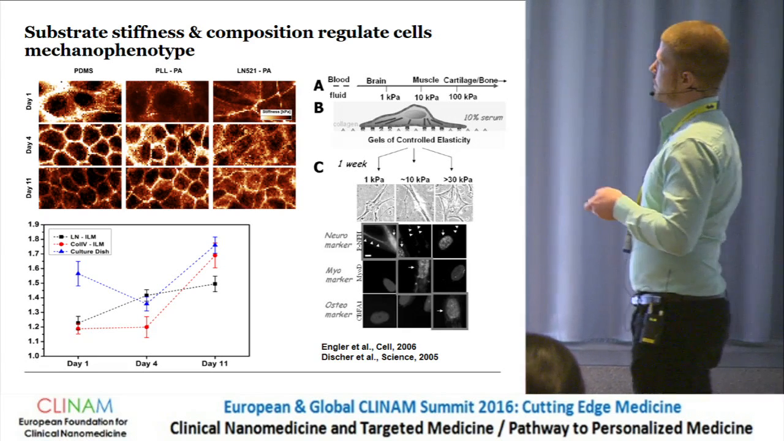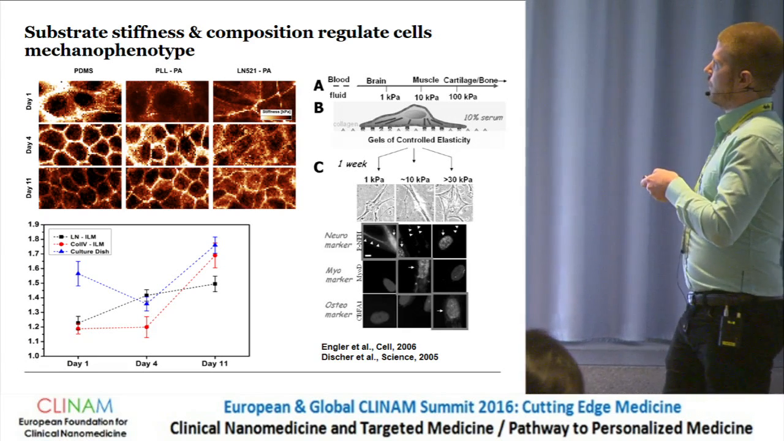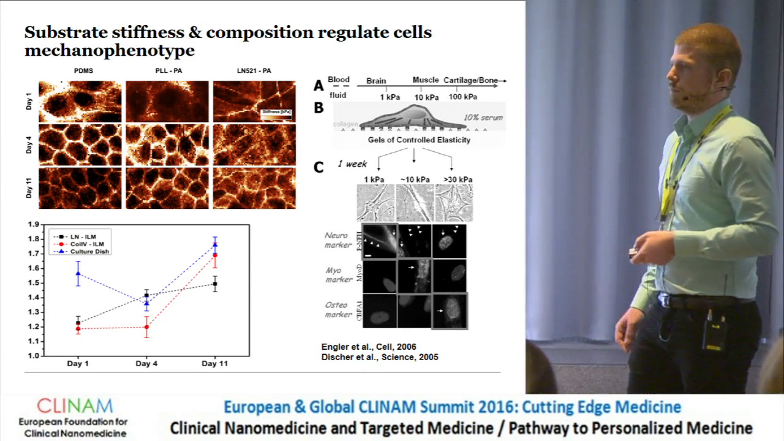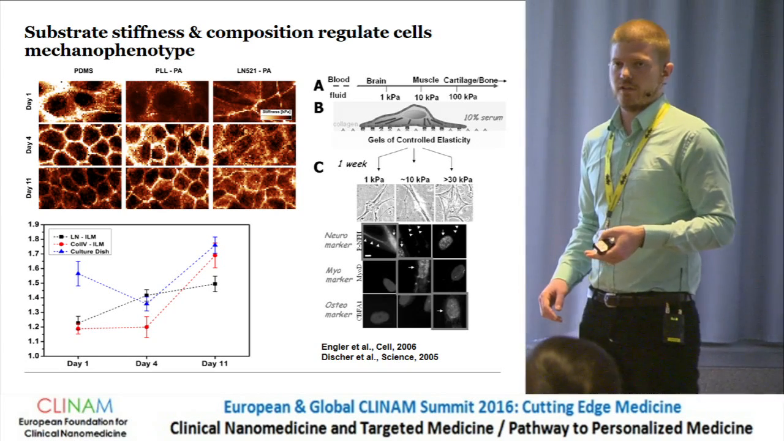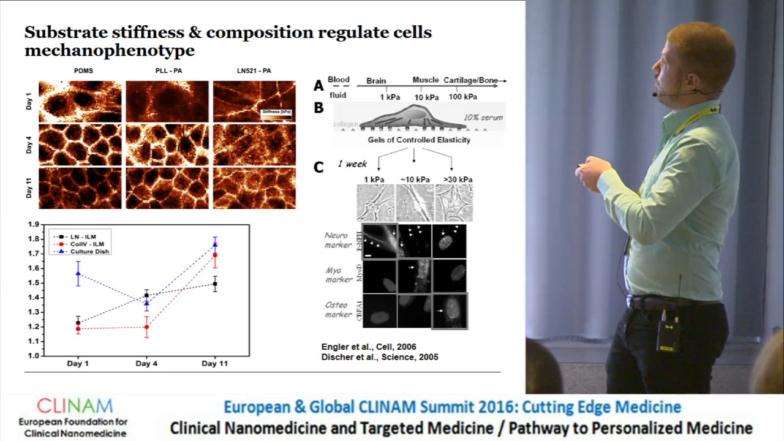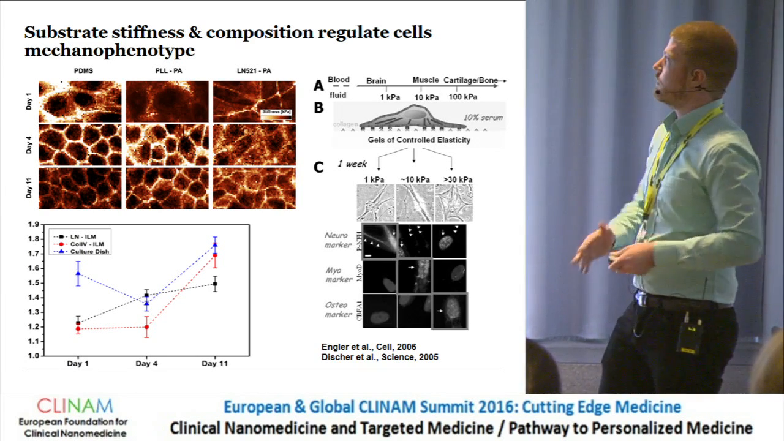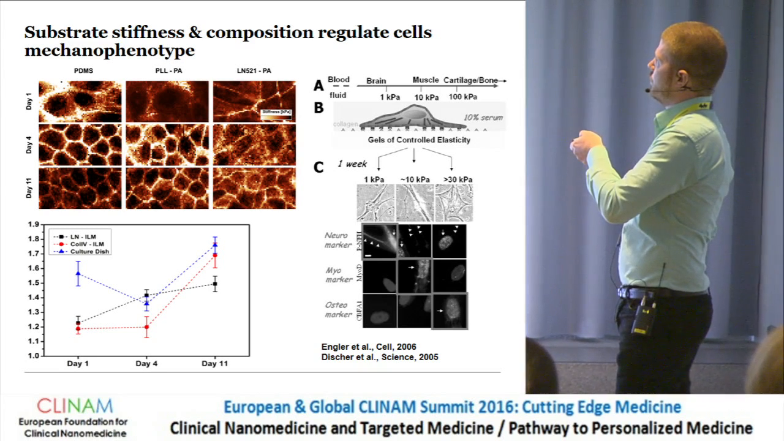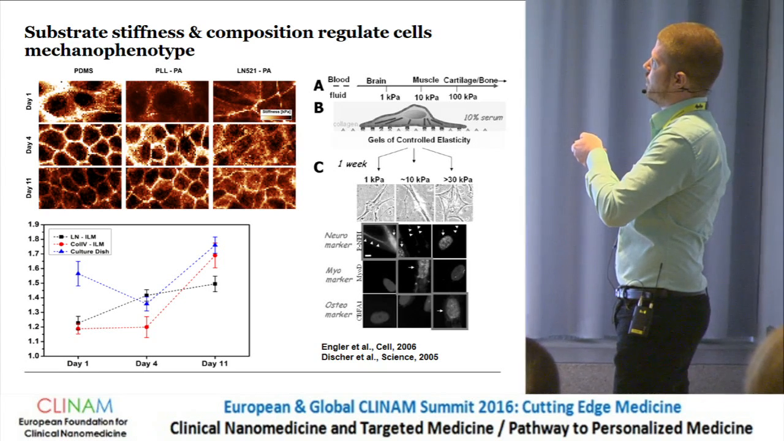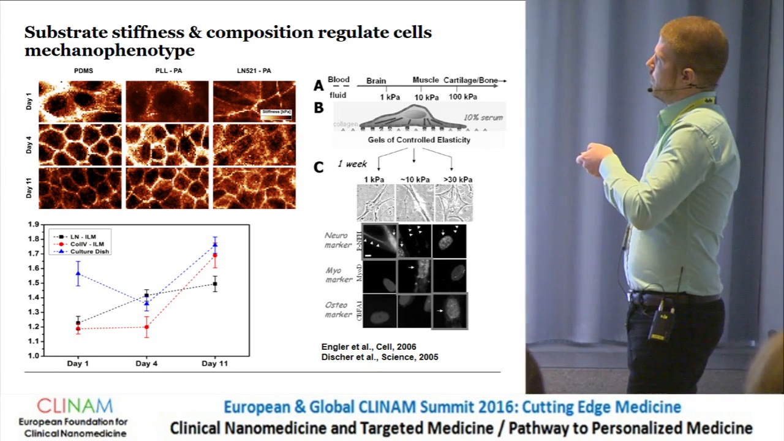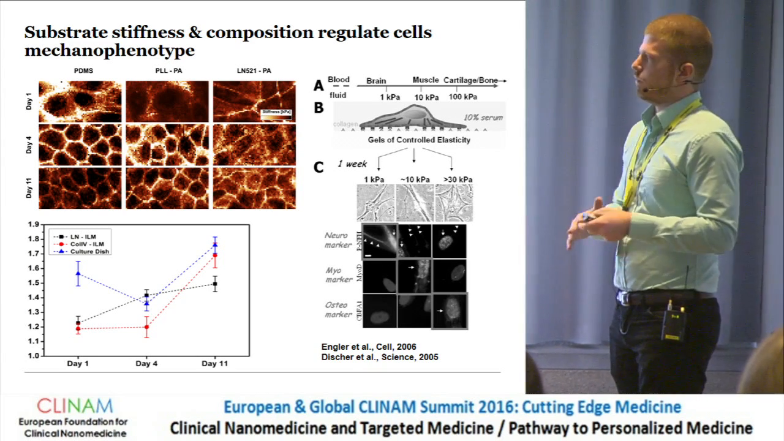And it's been shown previously that the substrate stiffness also directs stem cell fate. So if you put stem cells on soft substrates, for instance, they go towards brain cells. Intermediate stiffness goes to muscle cells, and stiffer substrates go towards bone. So this was only relating to the substrate stiffness.